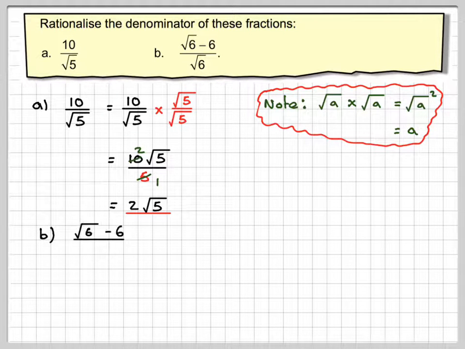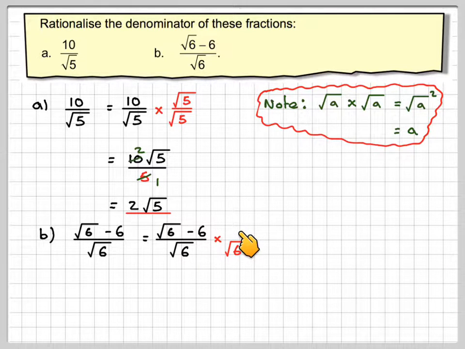The second one, because we've got root 6 at the bottom here, we're going to multiply the denominator by root 6, and because we've done the denominator we must also do the numerator. So root 6 times root 6 gives me 6, and minus 6 times root 6 gives me minus 6 root 6. And then root 6 times root 6 in the denominator is just going to give me 6 from this idea up here.